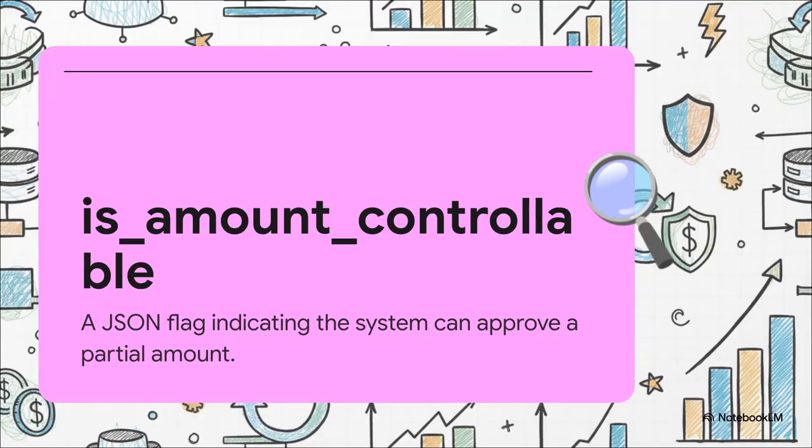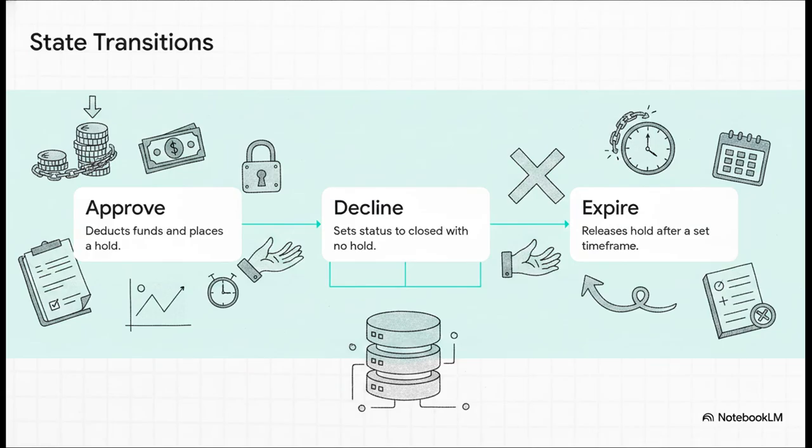Now check out this specific JSON flag, is_amount_controllable equals true. I love this because it brilliantly illustrates how weird physical edge cases are explicitly baked right into the API payload. If your webhook sees this flag on a gas station authorization, your code immediately knows, hey, I don't actually have to accept this default $100 hold. It can respond by approving a partial amount instead, which protects your user's balance from being completely locked up by an automated fuel pump.